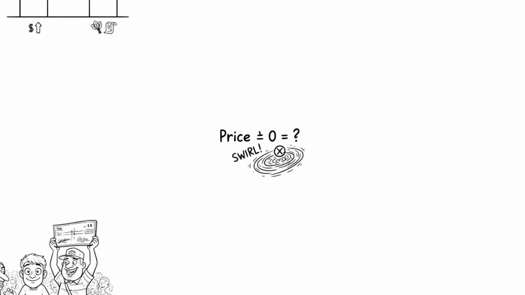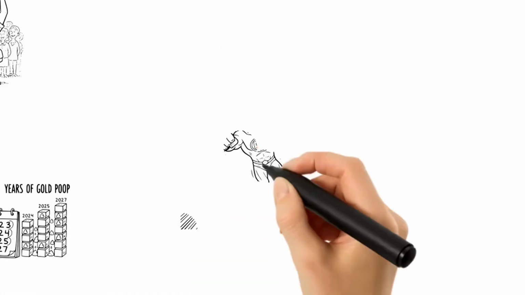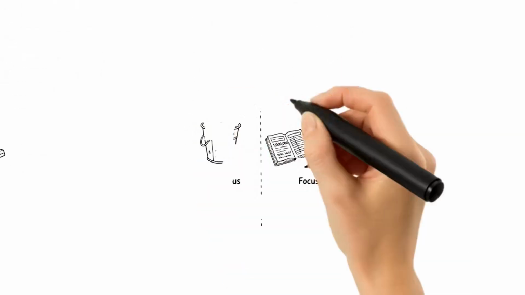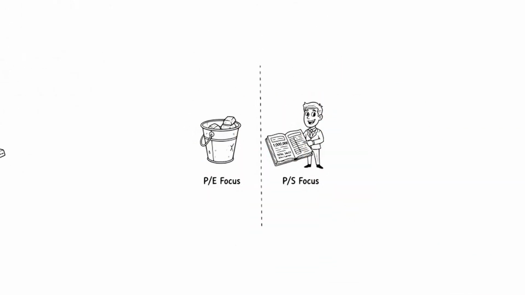You cannot divide the price of the bird by zero unless you want to rip a hole in the space-time continuum. This is where the PS ratio walks in, wearing a superhero cape. The price-to-sales ratio does not care about the gold bricks left in the bucket. It only cares about the total amount of stuff the company sold before paying for the kale.